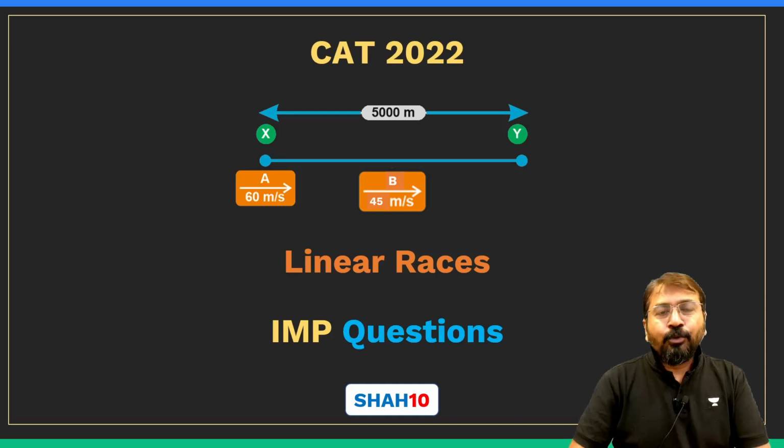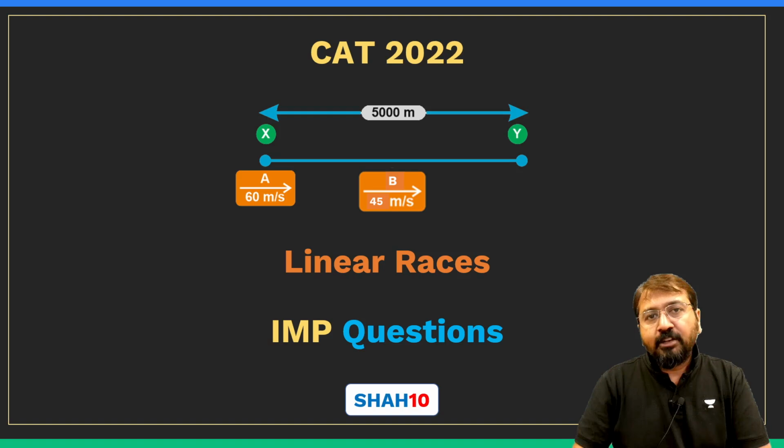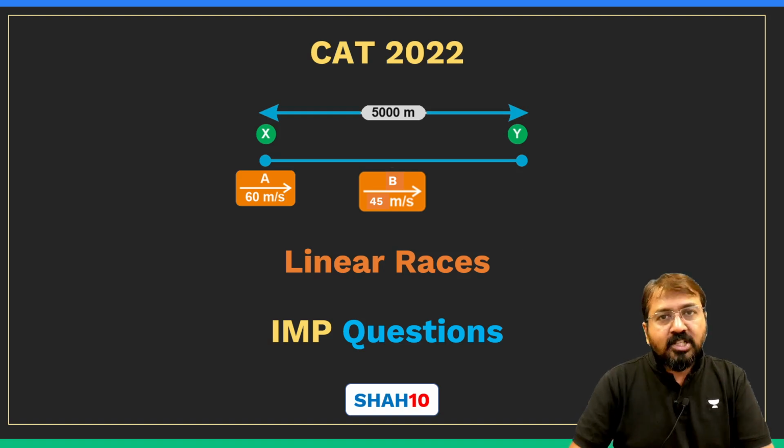Hi everyone. If you look at the last 4 years of CAT papers, you will find that race-based questions appear very often, particularly from the time-speed-distance area. So in this video, we are going to look at all the concepts of linear races, and we are also going to take up some varieties of questions.